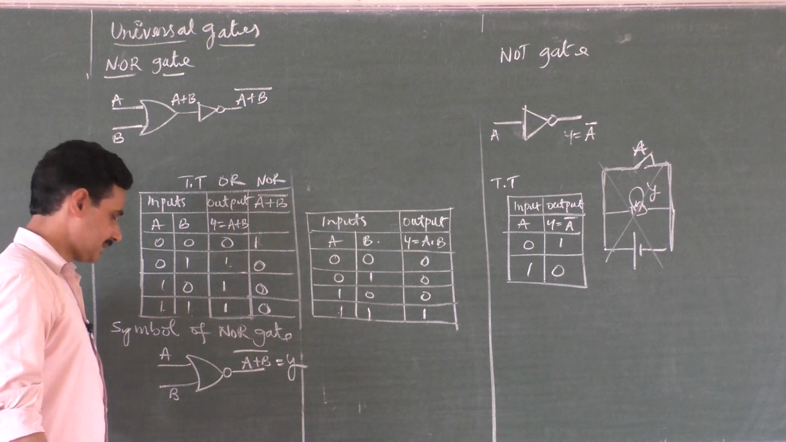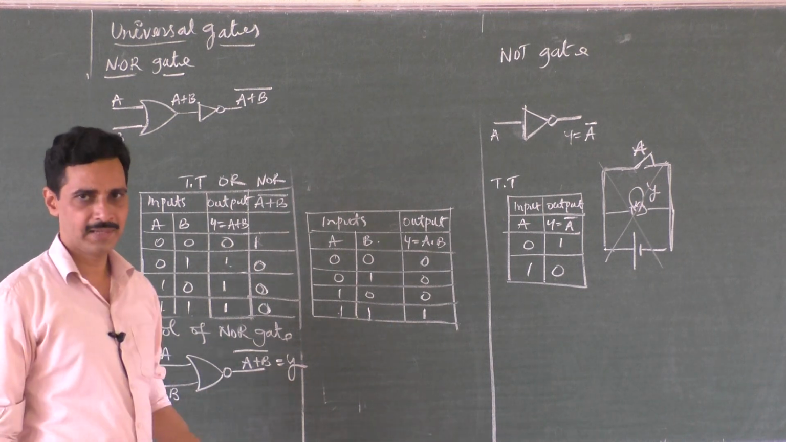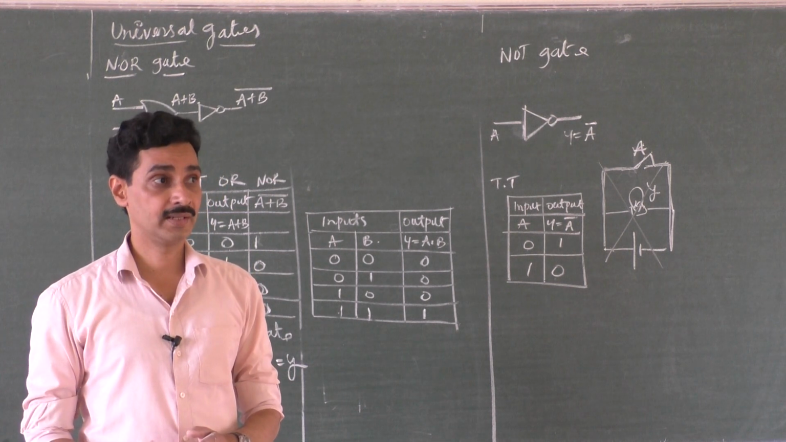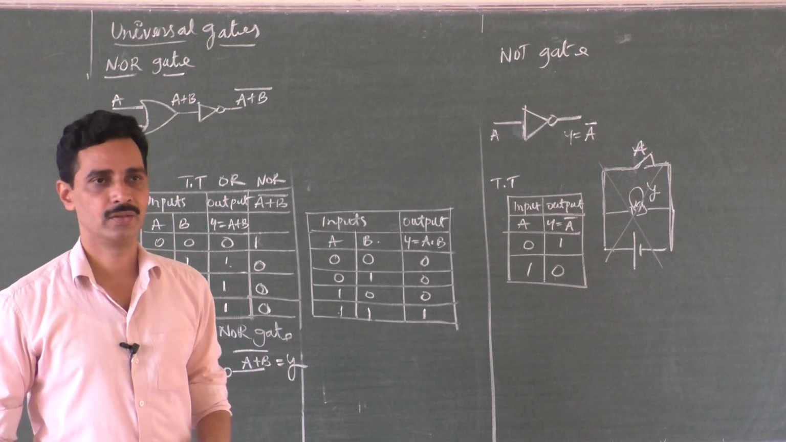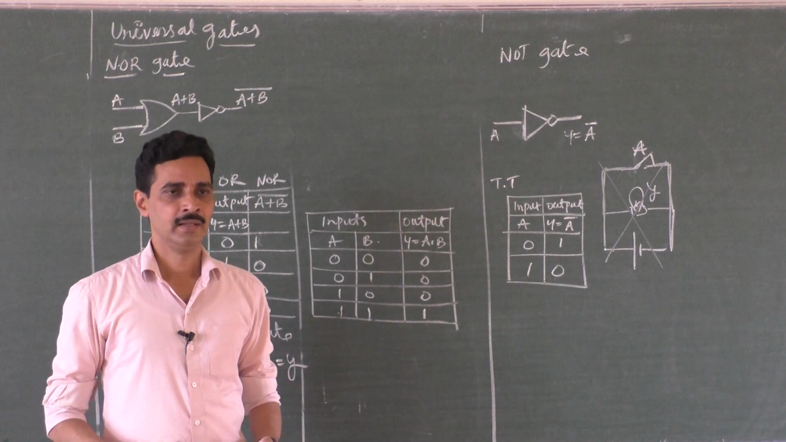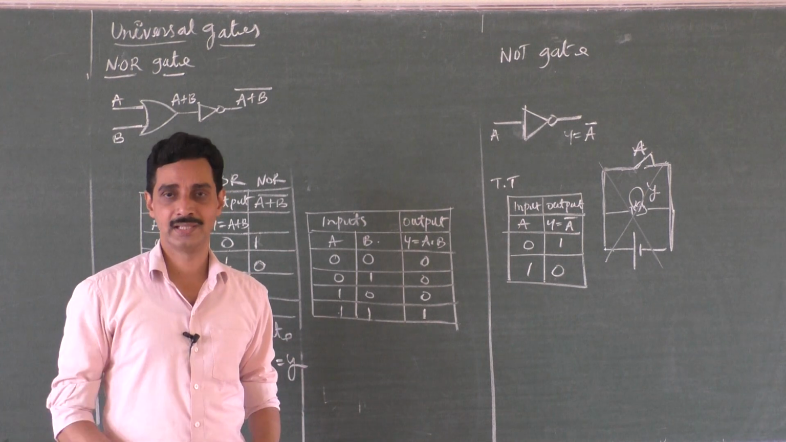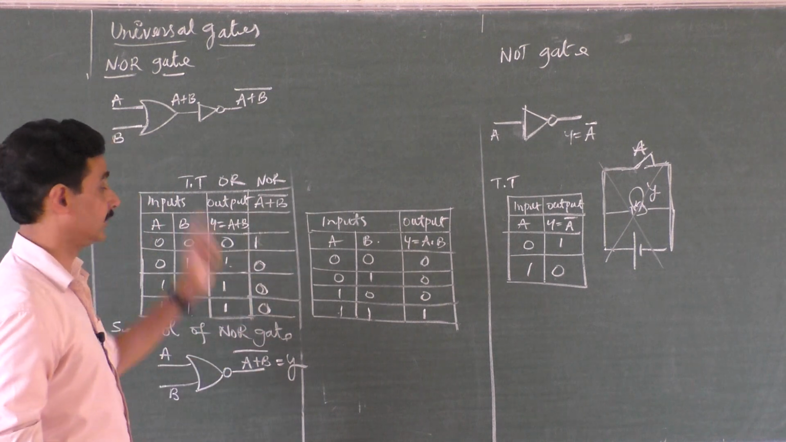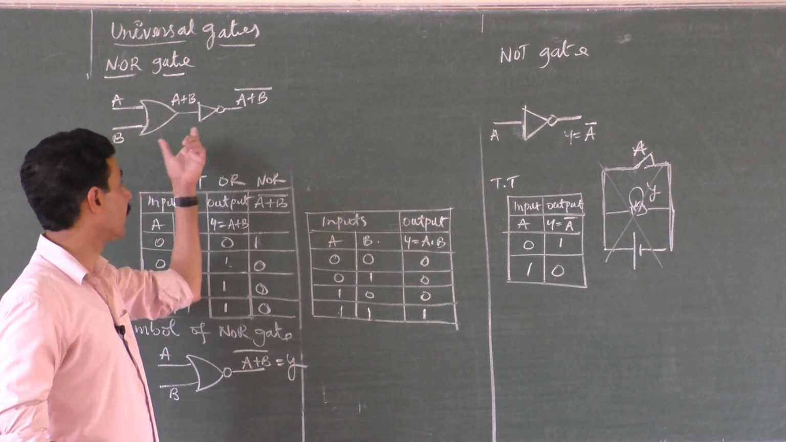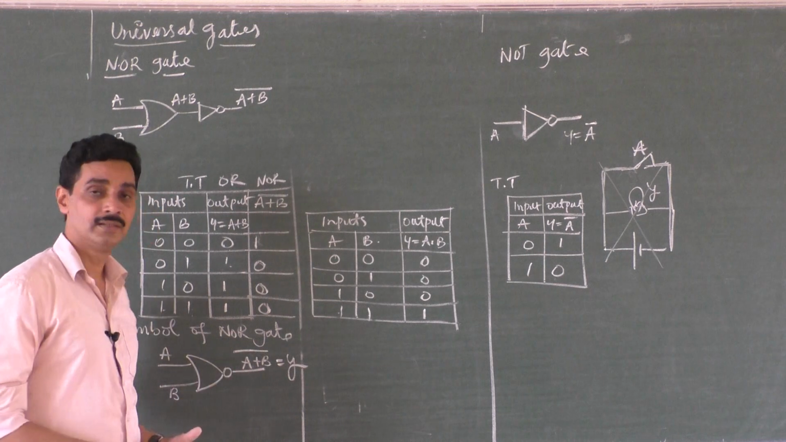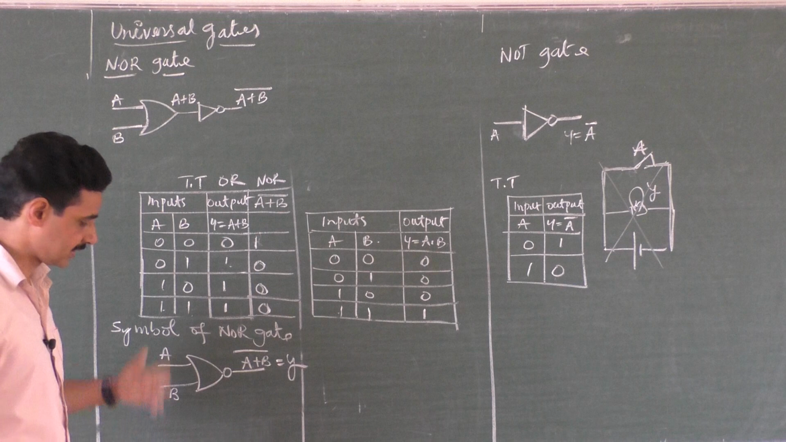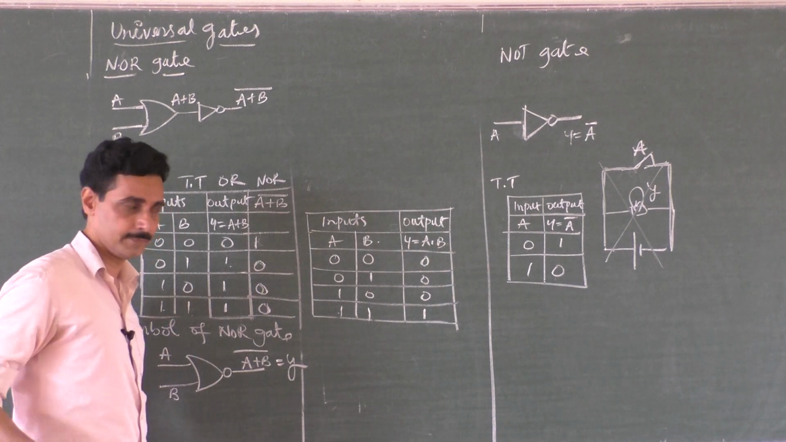NOR gate is a logical circuit obtained by connecting the output of an OR gate to a NOT gate. Then you will get the logic gate like this. This is a universal gate because using this NOR gate, you can construct NOT gate, OR gate, AND gate, everything. How to construct? We will see it later.